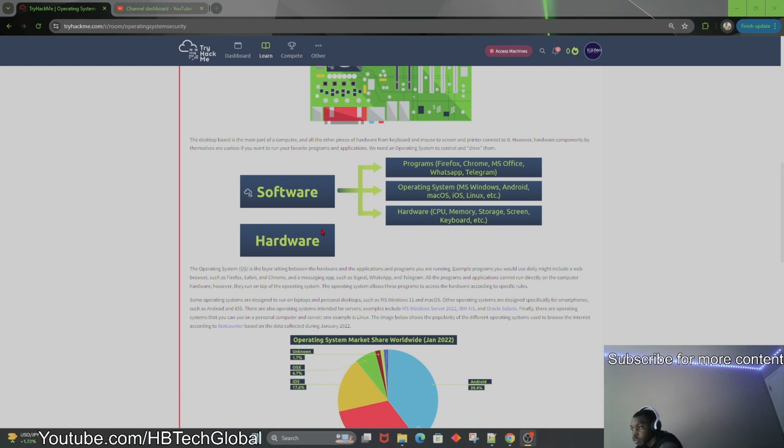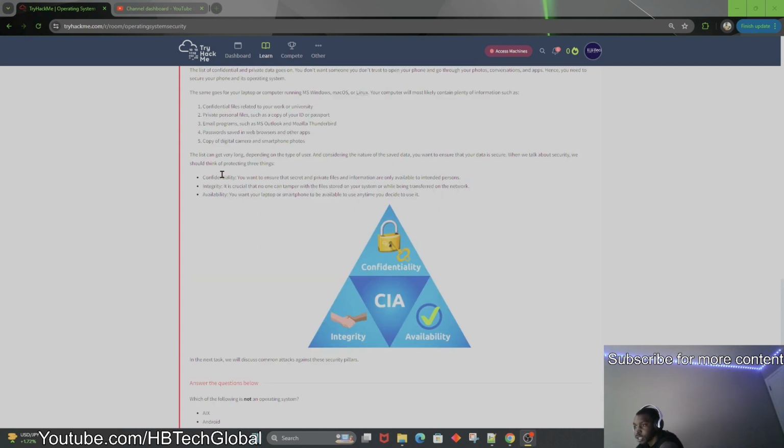Hardware, software. Software can be broken down into three categories. Here, as you see, we have programs, operating systems, and hardware. Some of the programs that you may know of are Firefox, Chrome, Microsoft Office suites, WhatsApp, and Telegram. Operating systems consist of Microsoft Windows, Android, Mac OS, iOS, Linux, etc. Hardware can consist of CPU, memory, storage, screen, keyboard, etc. The list can get very long depending on the type of user.